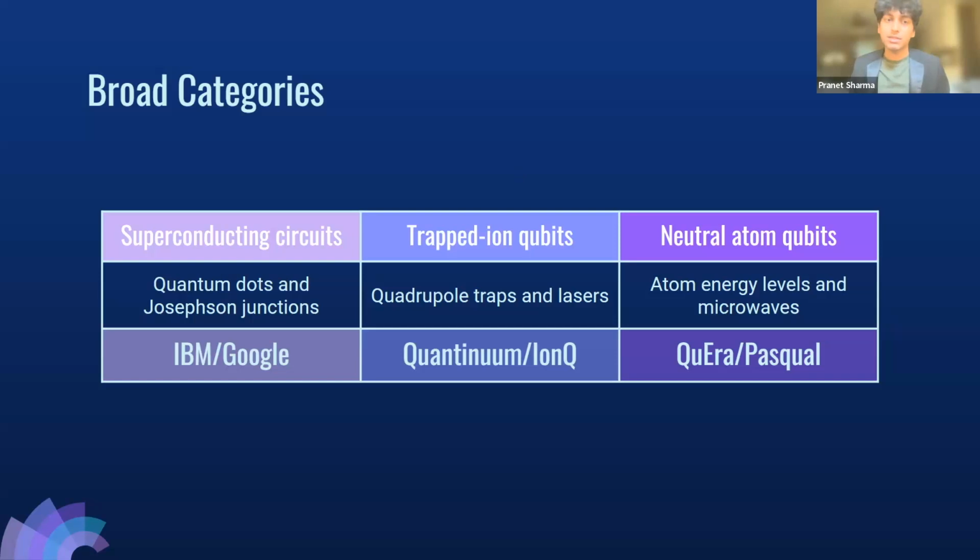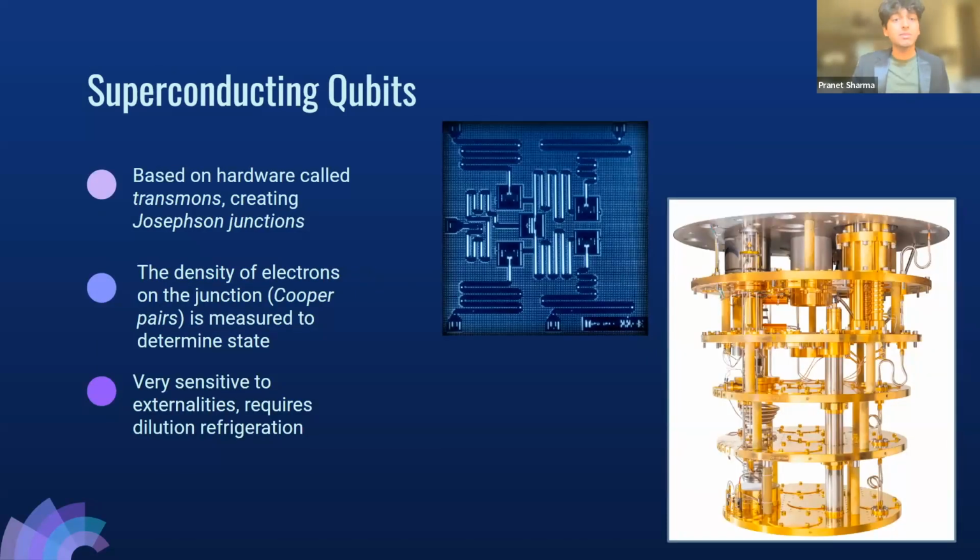So talking about superconducting qubits, they are basically based on these hardware components called transmons, which create Josephson junctions. So you can see in the image on the left, the square kind of components are these transmons. And the general way that these work is because they're superconducting, they allow for very efficient free flow of electrons. So based on the density of electrons on the junction, which we call Cooper pairs, you can determine what the state is. And as you can see, there's a very clear benefit to the system, right? It looks very much like an existing computer chip, like a classical computer chip.